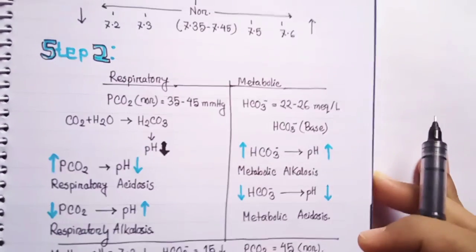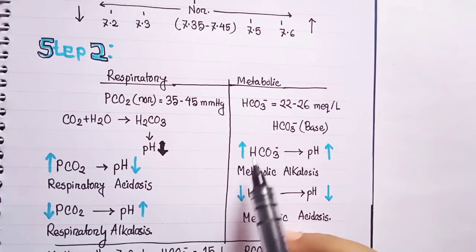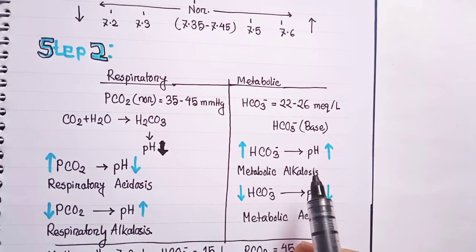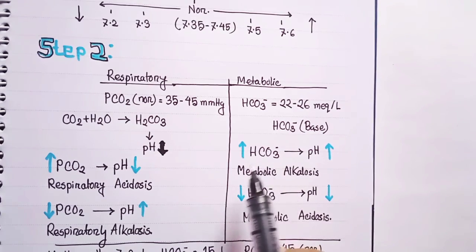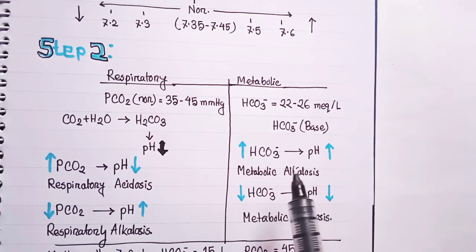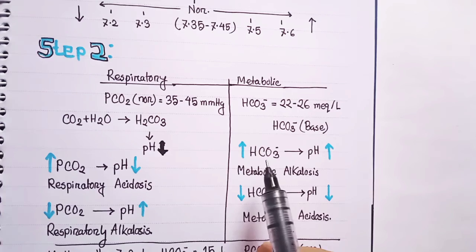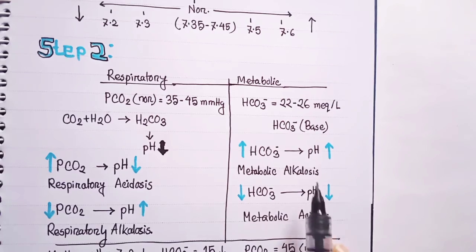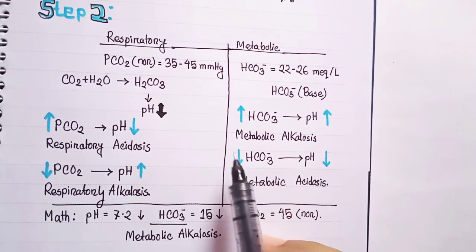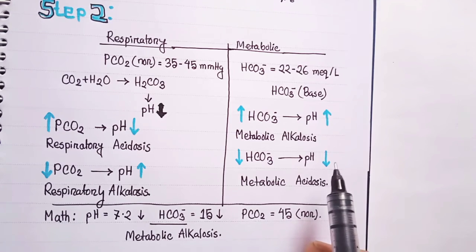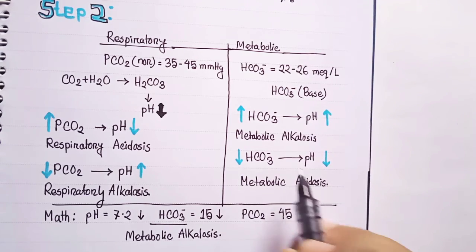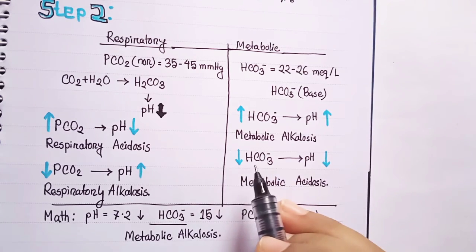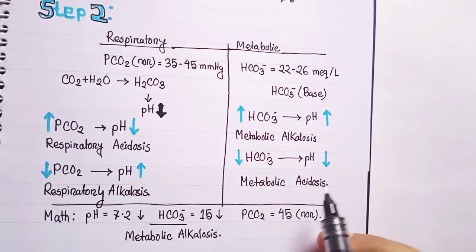And then we go to the metabolic. If the bicarbonate level is increased, it will increase the pH, as it is a basic compound. Bicarbonate level increase, pH increase, we know it is alkalosis, and bicarbonate is a metabolic compound, so we'll call it metabolic alkalosis. Bicarbonate level decrease, it means base is decreased, so the pH is decreased, so the pH goes in the favor of acidosis. And the bicarbonate decrease, bicarbonate is a metabolic compound, so we'll call it metabolic acidosis.